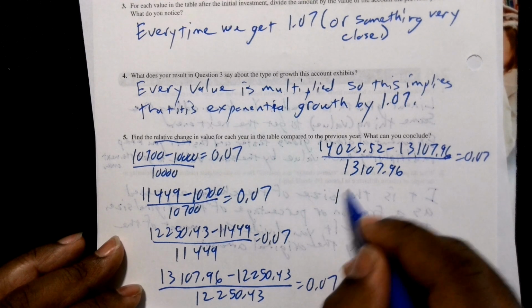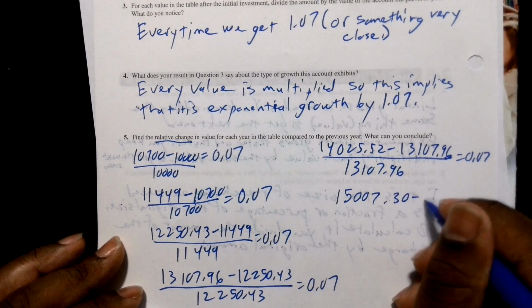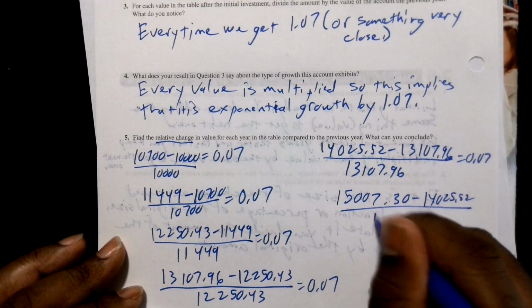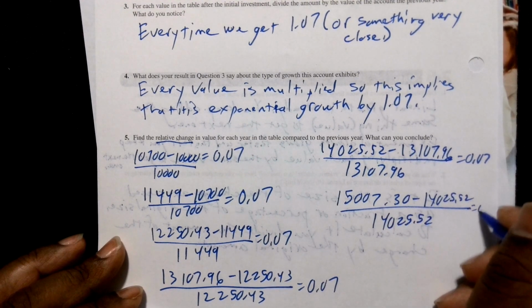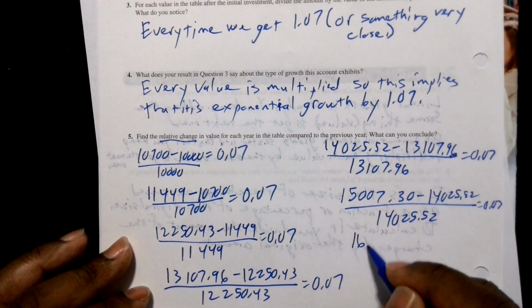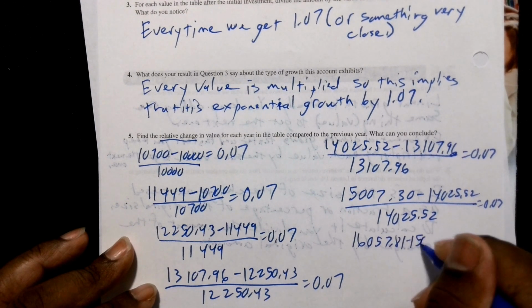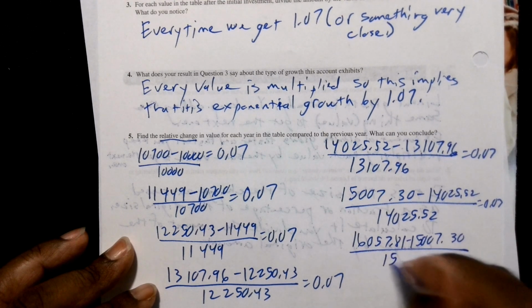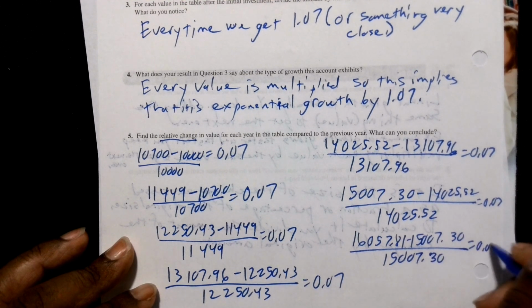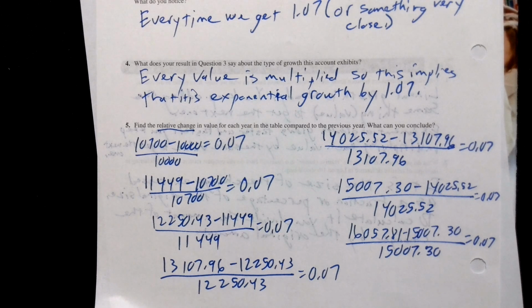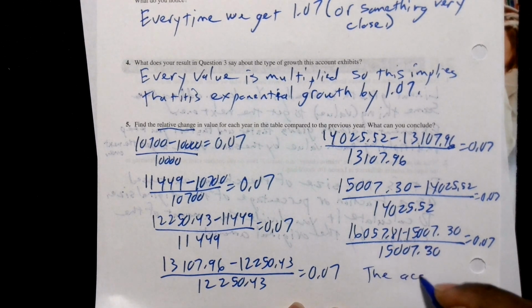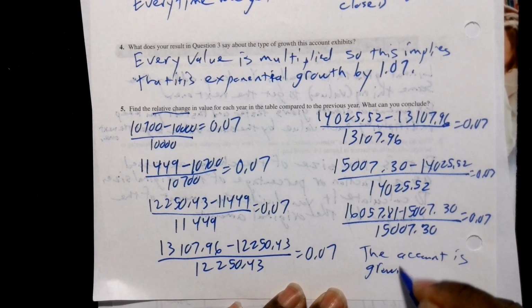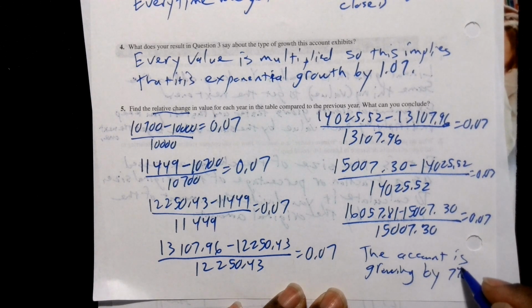So next we would take the 15,007.30 minus 14,025.52 divided by the 14,025.52, and that still would give us 0.07. Then we would take the 16,057.81 minus the 15,007.30 all over 15,007.30, and that'll give us 0.07. Now, when you all physically put this in all of your calculators, there's going to be some instances where it may be 0.071 or 0.072 or something like that. But if we all round them to 2 decimal places, then it will give us these values here. So the account is growing by 7% each year.